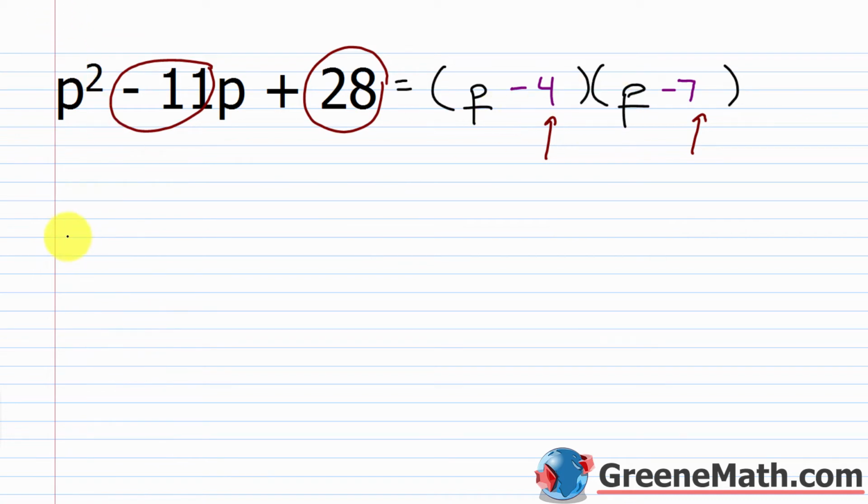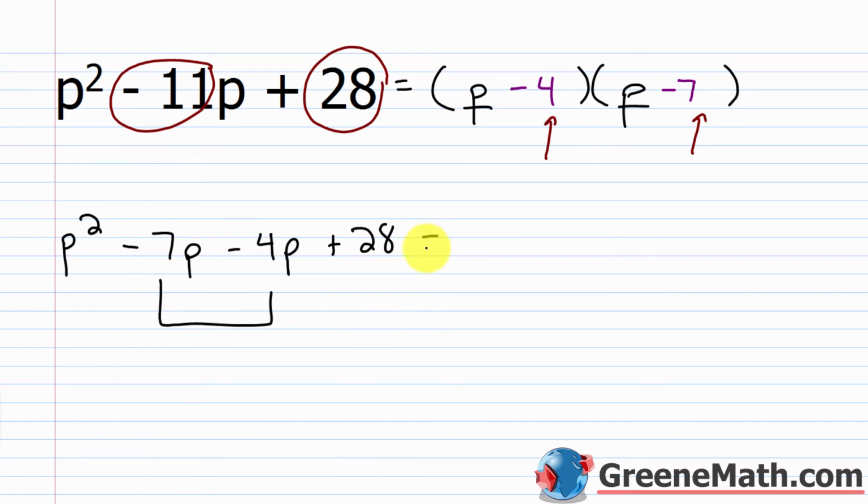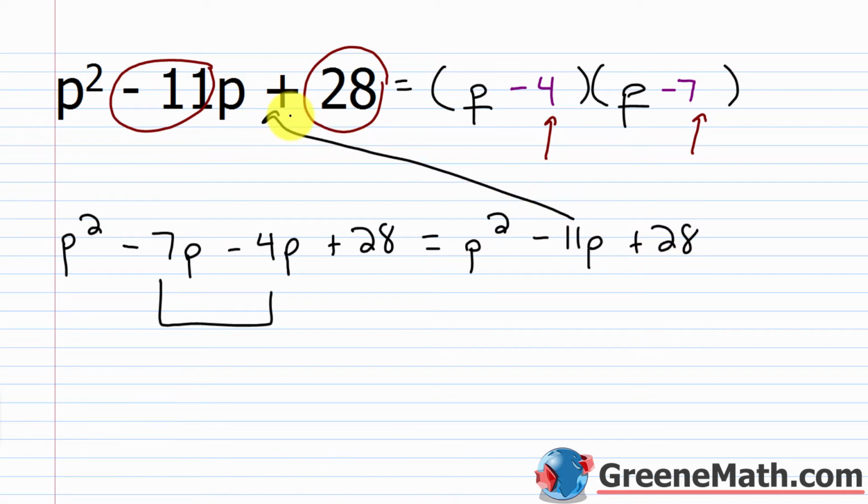So p times p is p squared. The outer p times negative 7 is negative 7p. The inner negative 4 times p is minus 4p. And then lastly, we have negative 4 times negative 7. That's plus 28. And if I combine like terms here, I would have p squared minus 11p plus 28. Exactly what I started with. So although it's a little bit more work, a little bit more complex if you have a negative sign involved, it's still pretty easy overall.